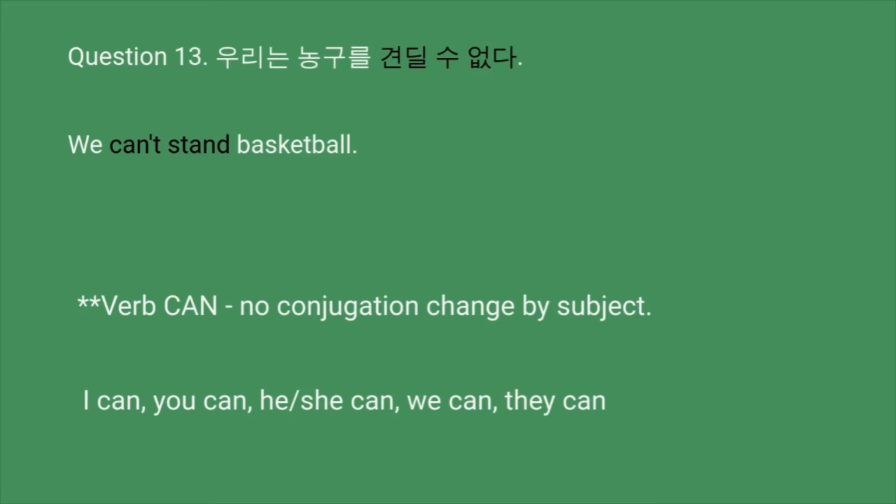Okay. Here "can" is always conjugated the same way, right? So it doesn't change according to subject. Right? Because we say I can, you can, he or she can, we can, they can. Right? So the negative is just "not," or in this case n-apostrophe-t after that. So I can't, you can't, he or she can't, we can't.